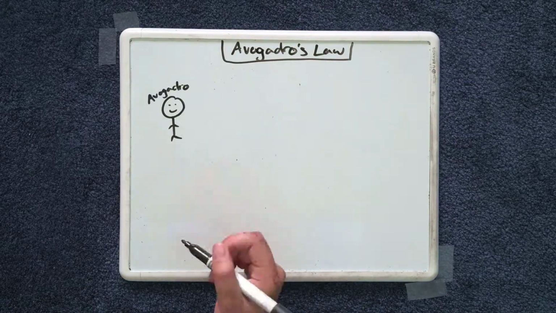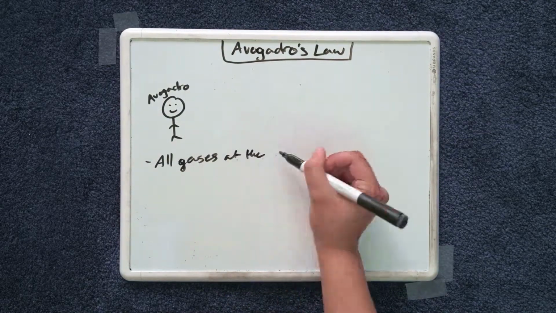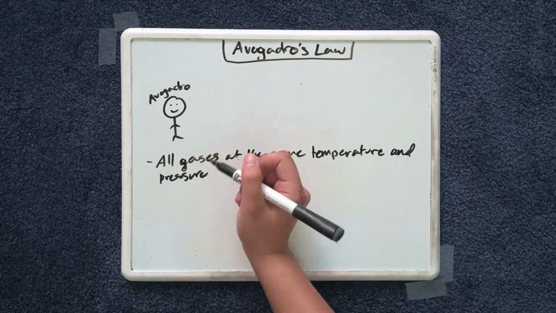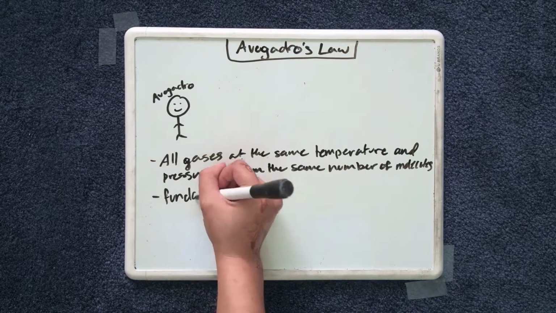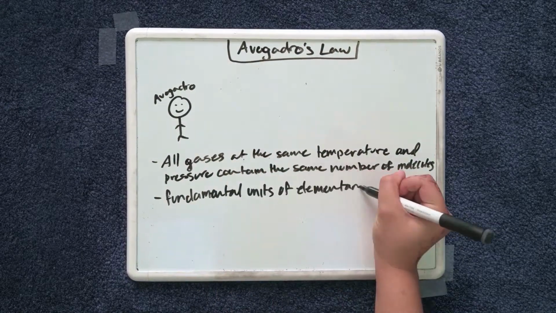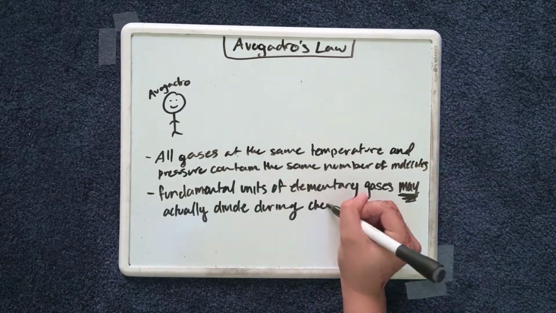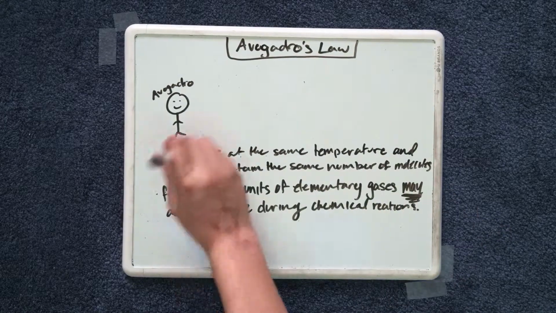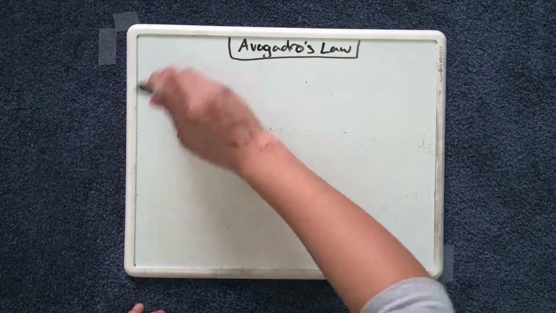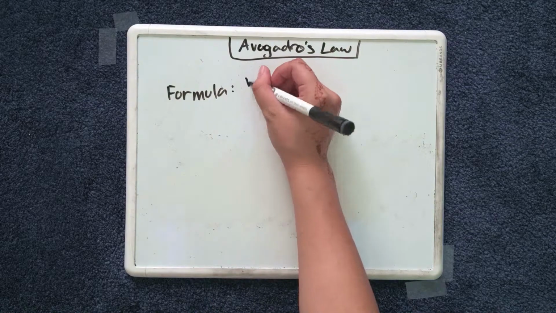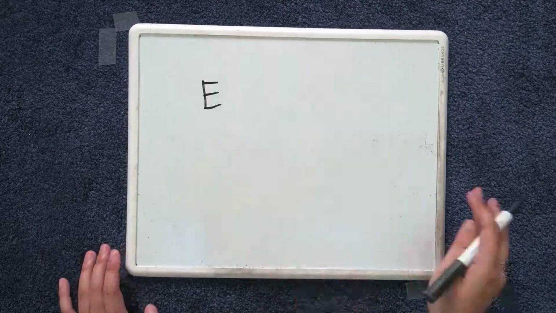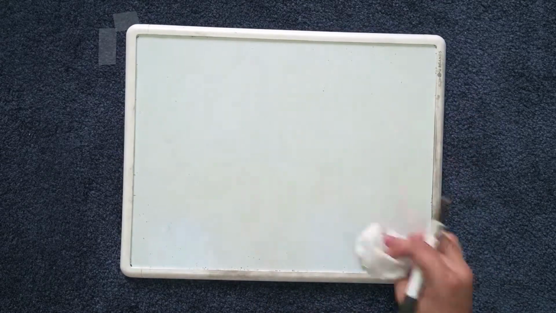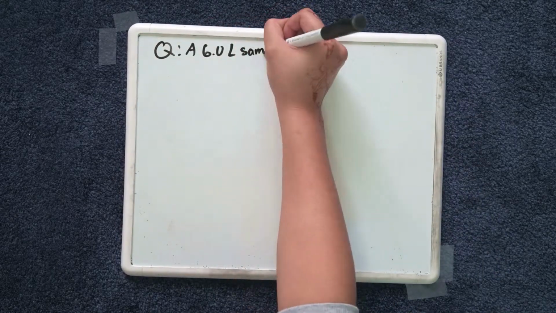Avogadro is chiefly remembered for his molecular hypothesis in which he claimed that equal volumes of all gases at the same temperature and pressure contain the same number of molecules. He used this hypothesis further by assuming that the fundamental units of elementary gases may actually divide during chemical reactions. It also allowed for the calculation of molecular weights of gases relative to some chosen standard. Avogadro typically used the density of hydrogen gas as the standard for comparison, so the formula is V1 over N1 equals V2 over N2. So let's take this into an example.